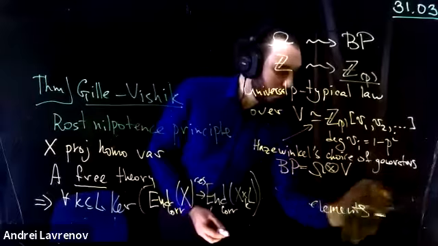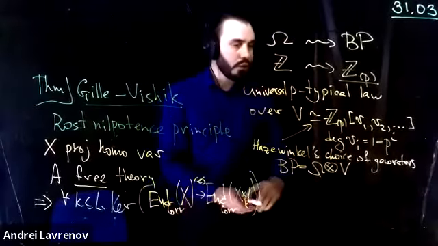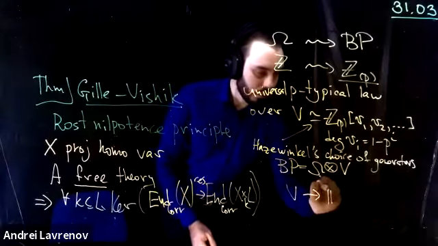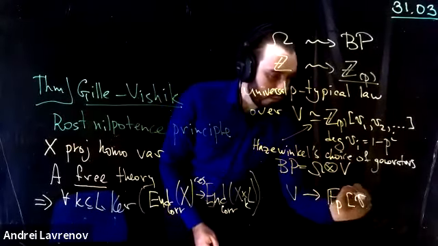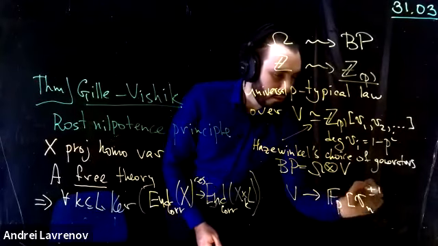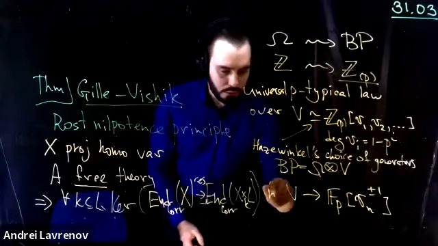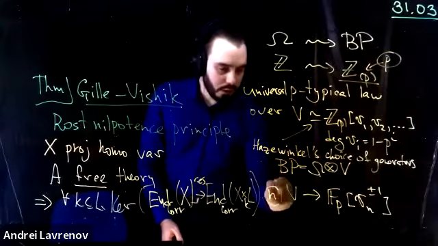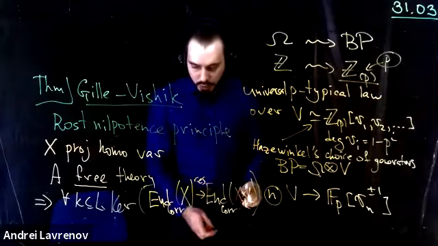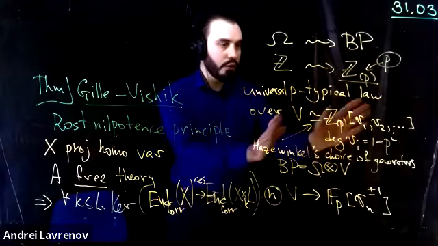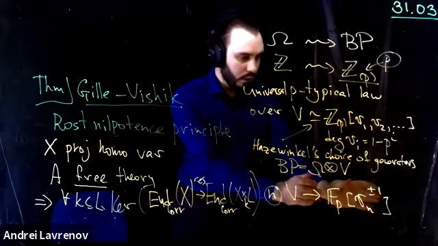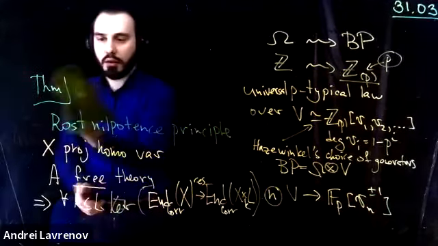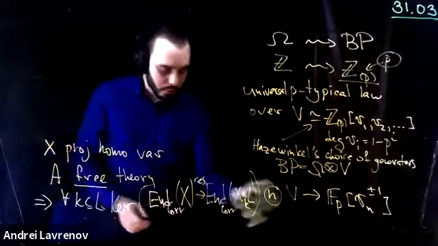And if we consider natural maps from V to F_p, sending v_n to 1 and the other generators to 0, for some fixed n, so we should fix p here, and we should fix some n, then this universal formal group law will give a certain formal group law over this ring, and the corresponding theory is called Morava K-theory.